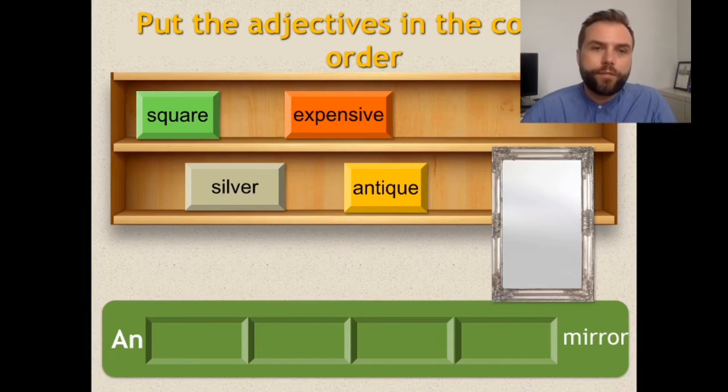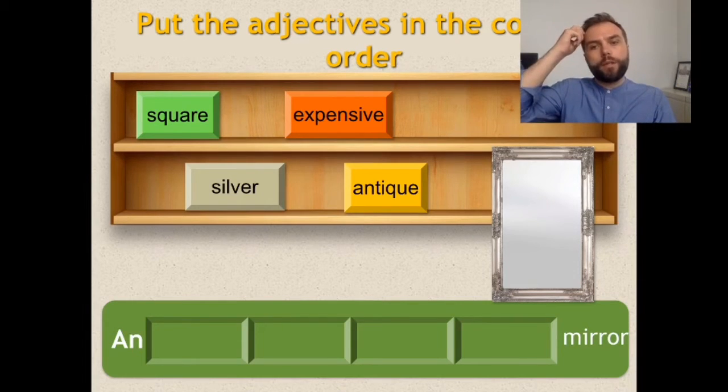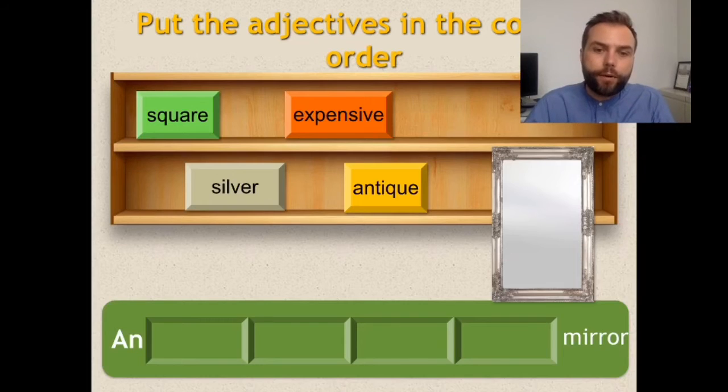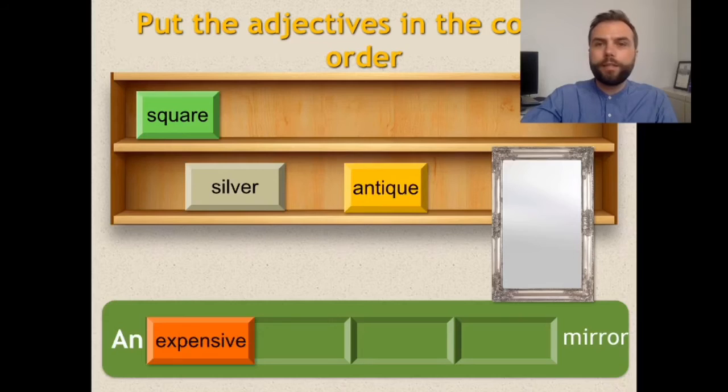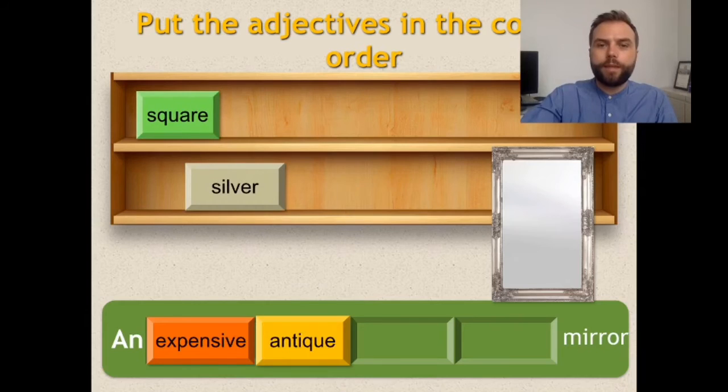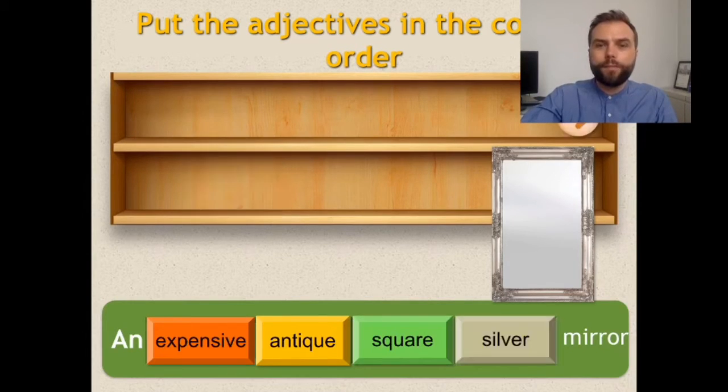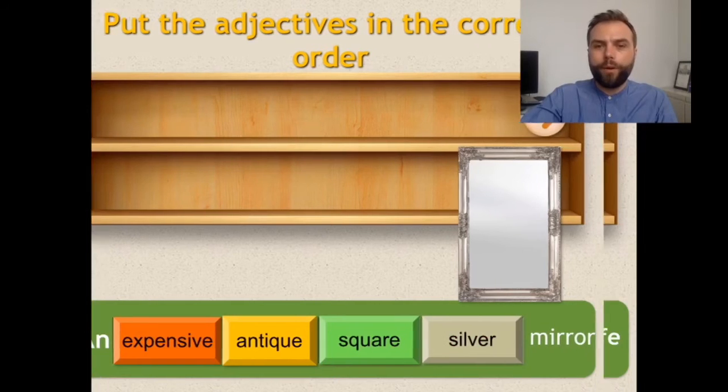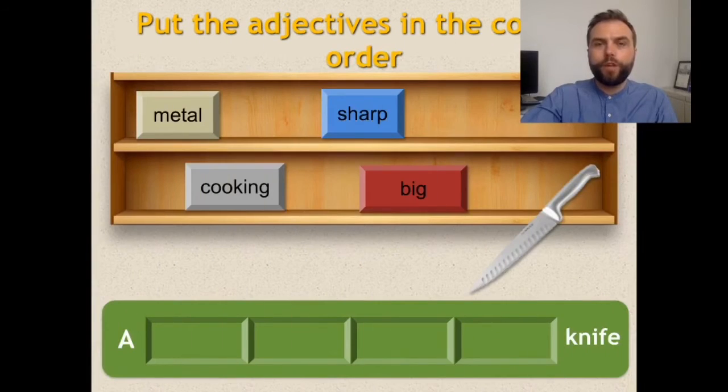Okay, so let's have a look at this one. This one is a mirror, and there are 4 adjectives again. So what is the first one? Not silver, not square, not antique. The answer is expensive is the first one. Okay, what's next? Antique, square, silver, mirror. Okay, moving on.